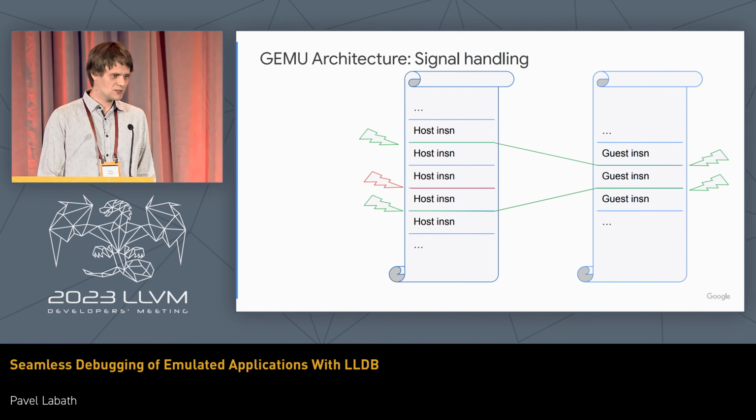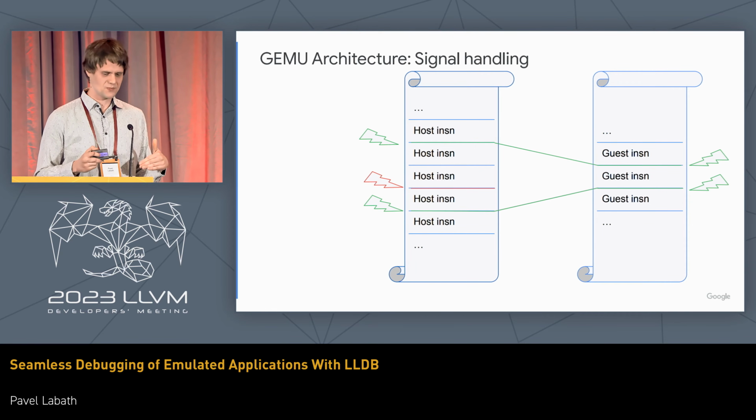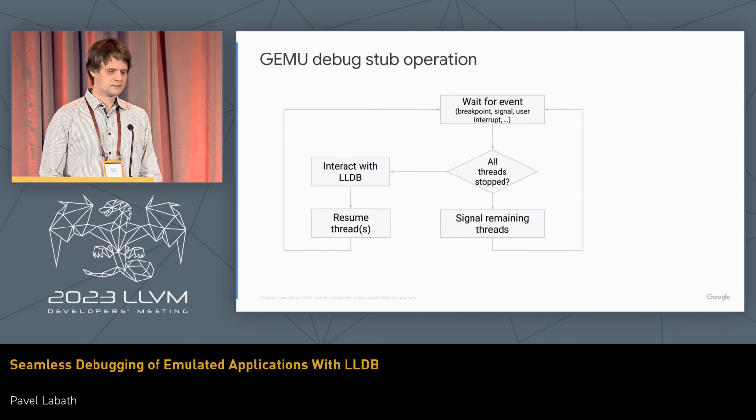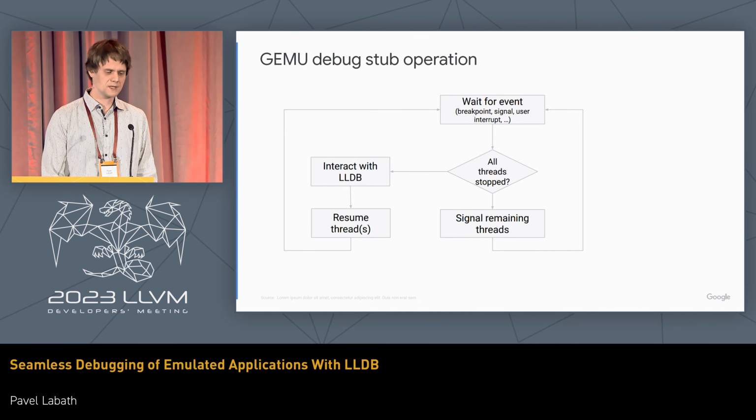And to make this work, the most important part is being able to take signals at guest instruction boundaries. So even if the host signals arrive in the middle of a guest instruction, we need to have enough metadata to be able to create the illusion that it either arrived before the instruction or afterwards. Once we have that, the rest of the emulator operates relatively simply.